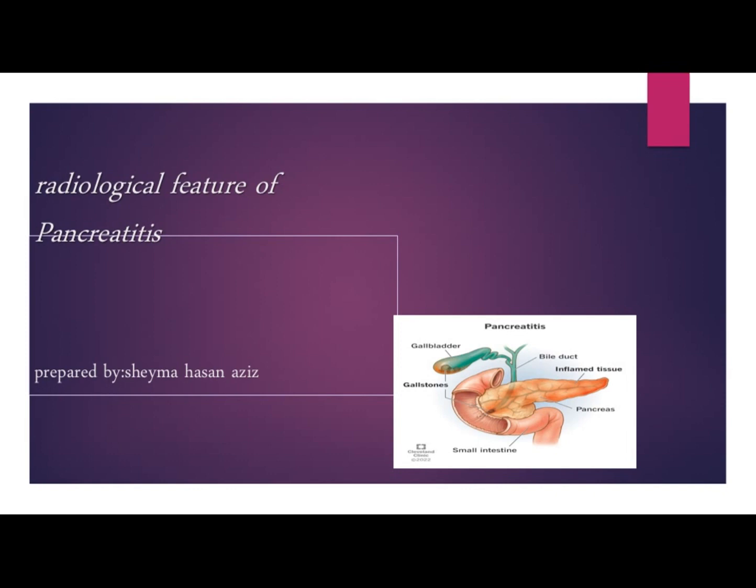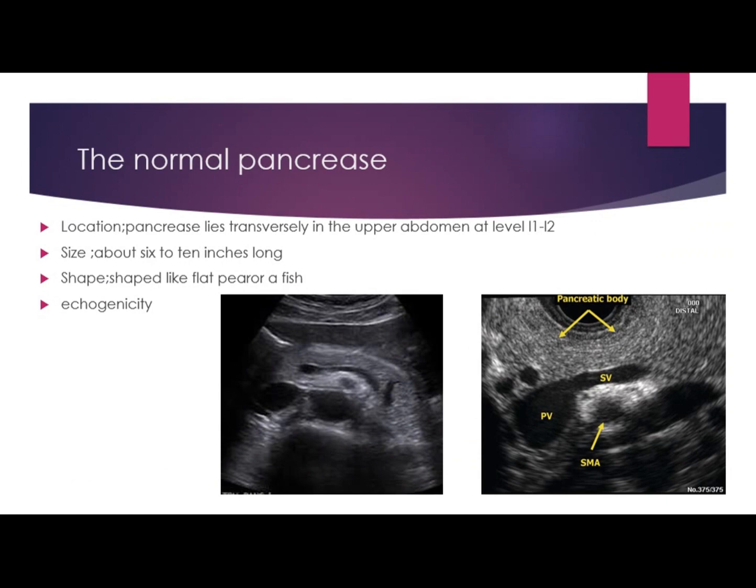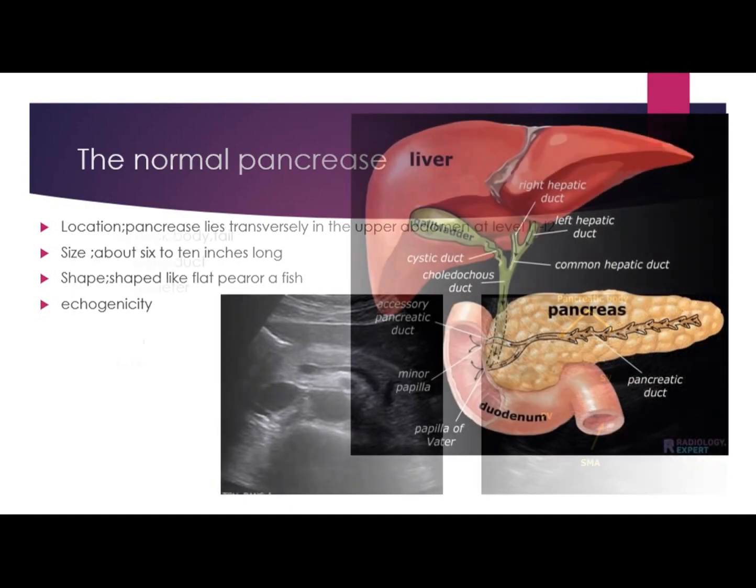Hi everyone. Today I'm going to present a small seminar about the radiological features of pancreatitis. This is the ultrasound view of them. We know the pancreas is located at the L1, L2 level. It's located on the posterior abdominal wall, except the tail, which is located within the hilum of the spleen. It's a comma-shaped organ. The echogenicity of the pancreas is iso or slightly hyperechoic relative to the liver.